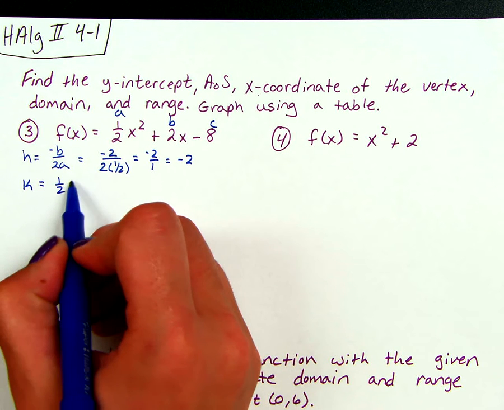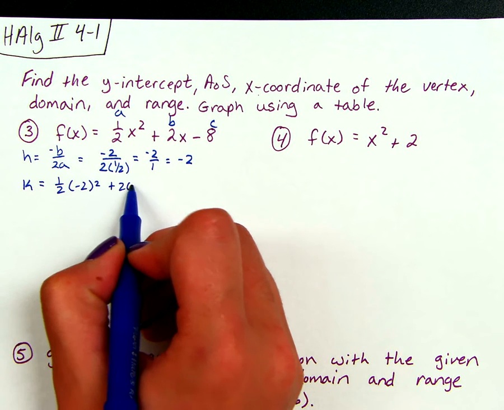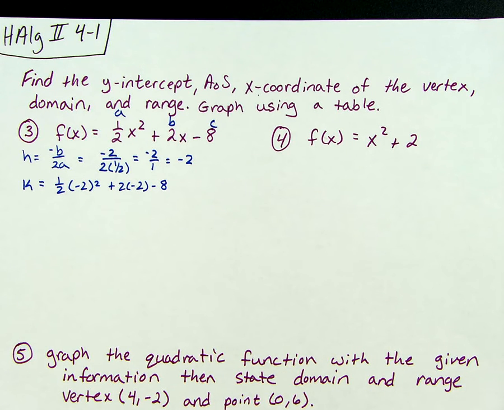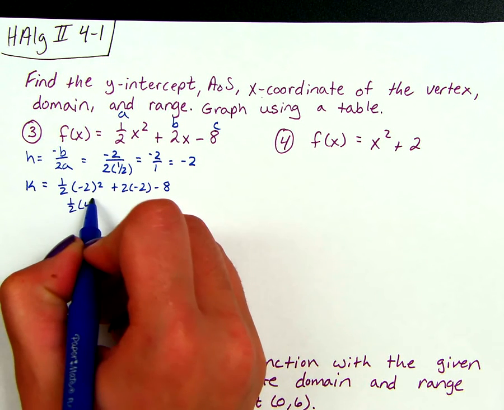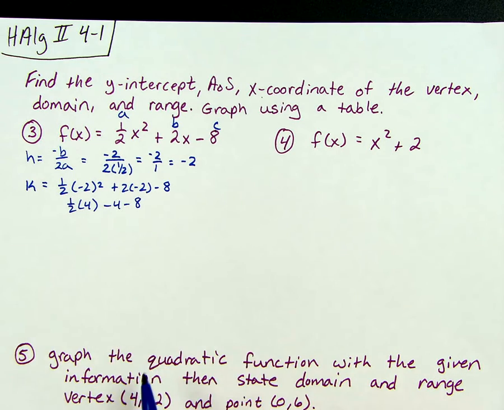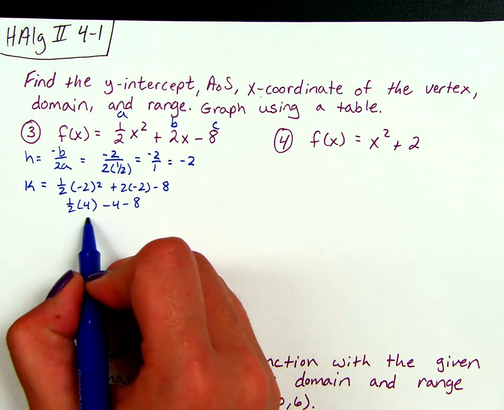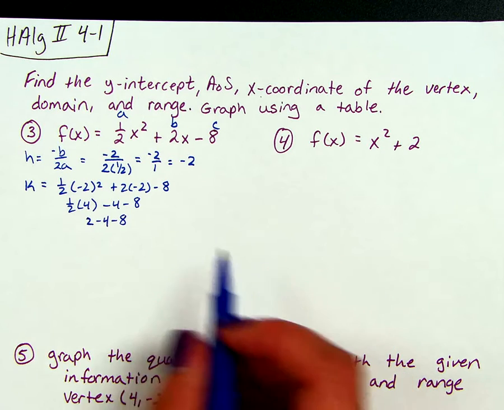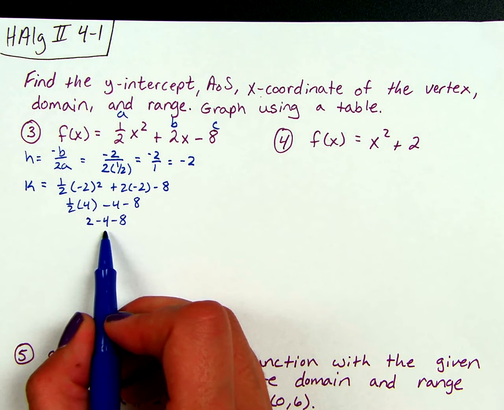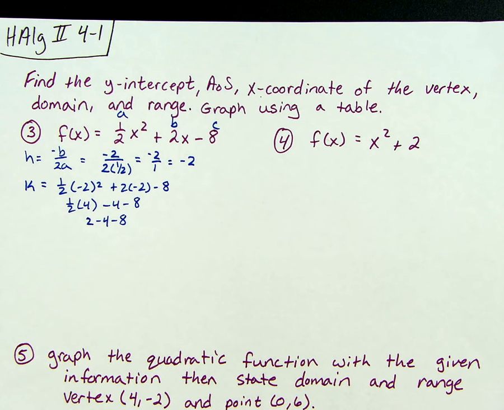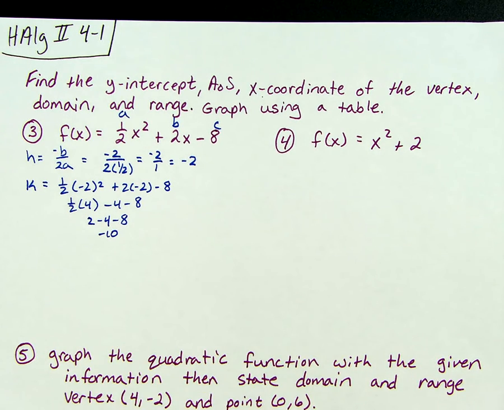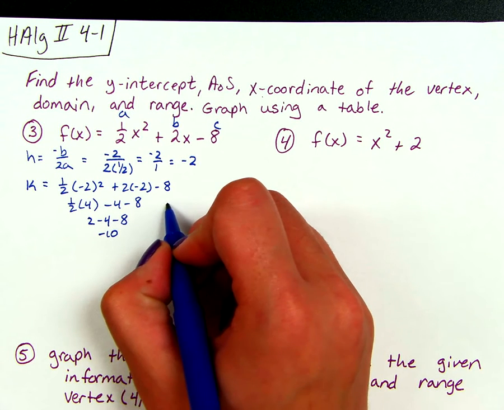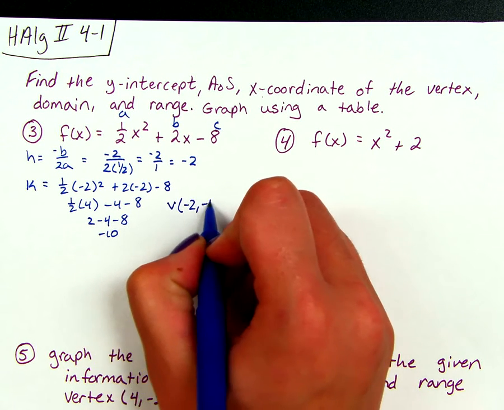So we will have 1/2 times -2 squared plus 2 times -2 minus 8. So again, simplifying, it's power first, then times the number in front. So -2 squared is 4, so we would have 1/2 times 4, minus 4 minus 8. So 1/2 times 4 is 2, minus 4 minus 8. So 2 minus 4 is -2, minus 8 will be -10. So that means that our vertex is -2, -10.